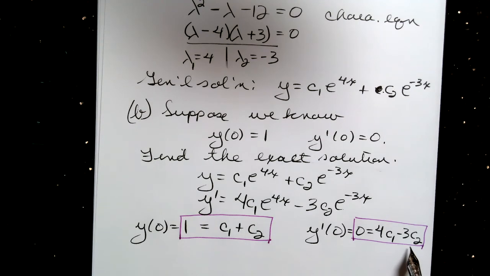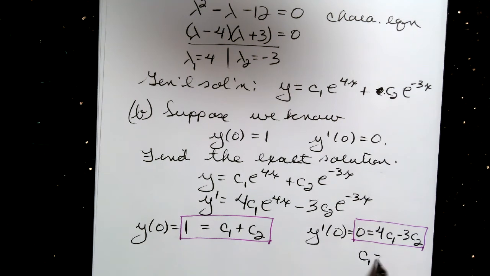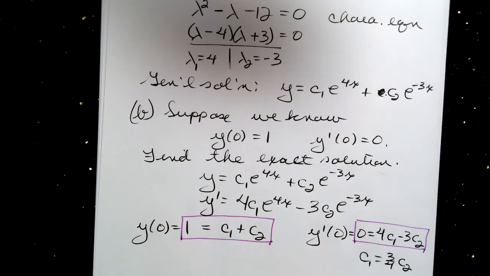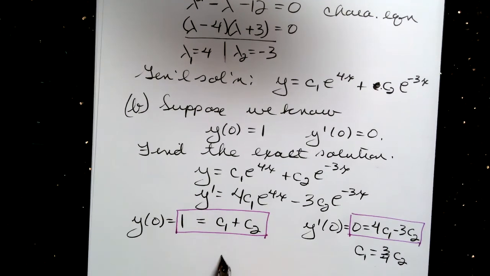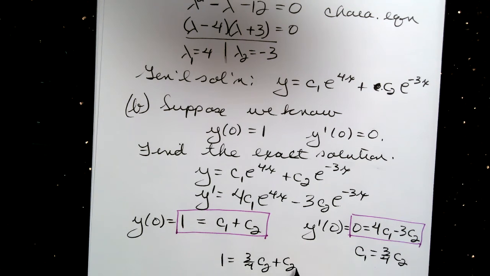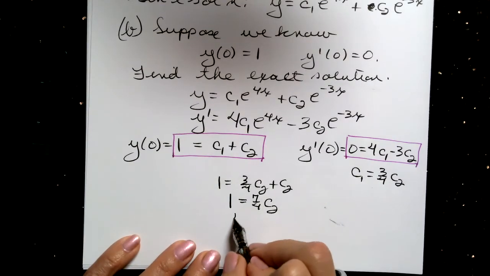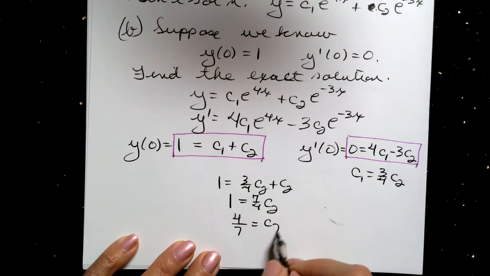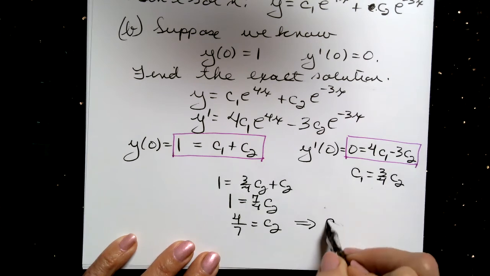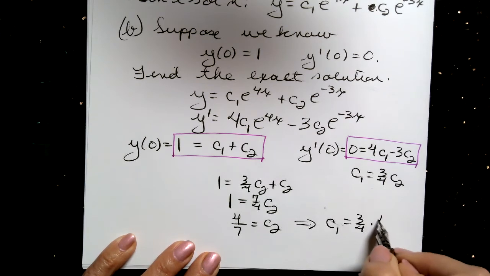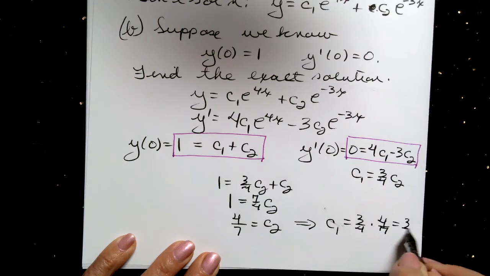Okay, so this one, I would do this one first. So that will say C1 is 3/4 C2. And now I can plug into this equation. So that will be 3/4 C2 plus C2. So that's 4/4 and 3/4, that's 7/4. 7/4 C2 is equal to 1, sorry. And so that says C2 is equal to 4/7. And now plugging over here, that says C1 is 3/4 times 4/7, so it's 3/7.